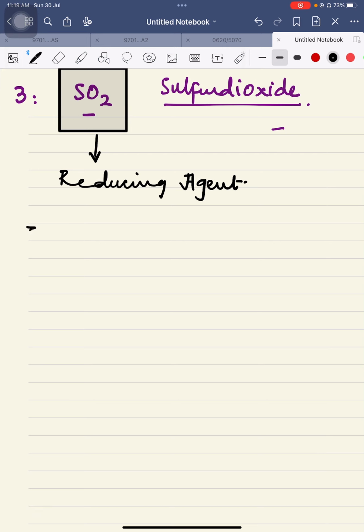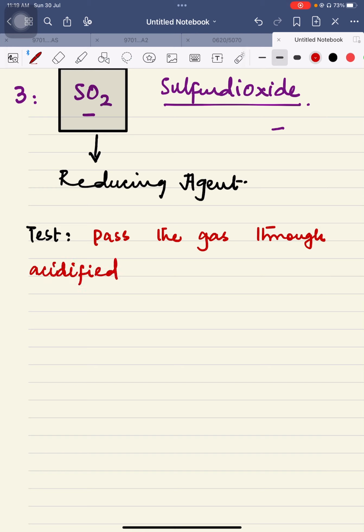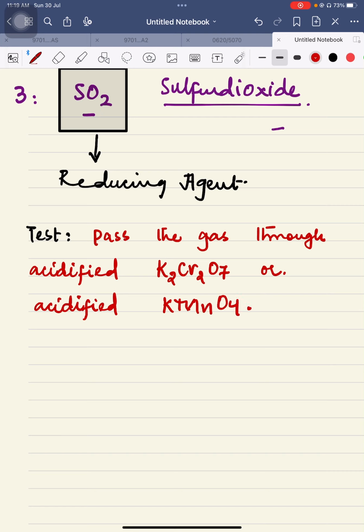First of all, the test is: pass the gas through acidified K2Cr2O7 or acidified KMnO4. Full stop. That's it.